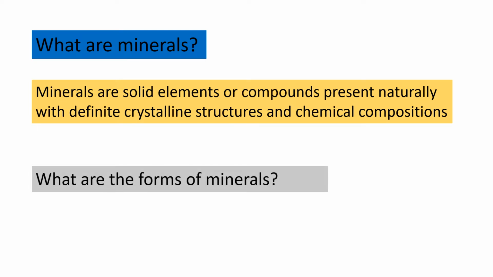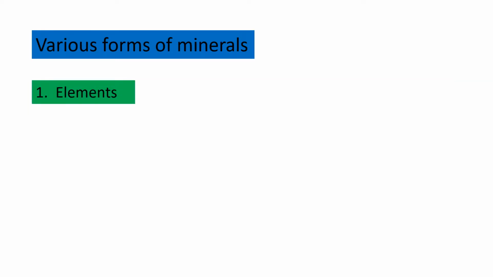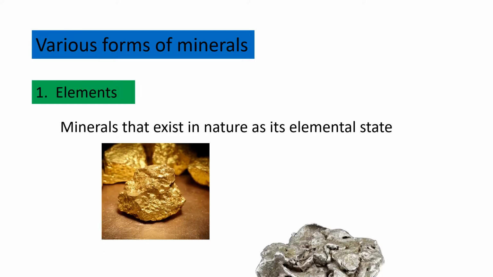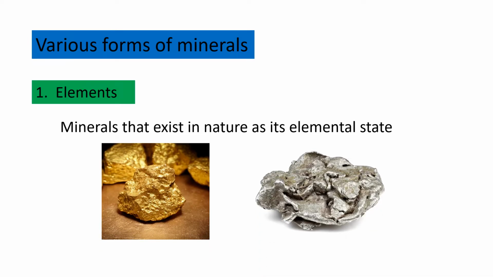So what are the forms of minerals? Well, minerals come in two forms. Minerals come in the form of elements, which means the mineral itself is in its elemental state, so there's only one element within its chemical composition. Stuff like gold and silver are elements because they exist in nature as gold and silver.